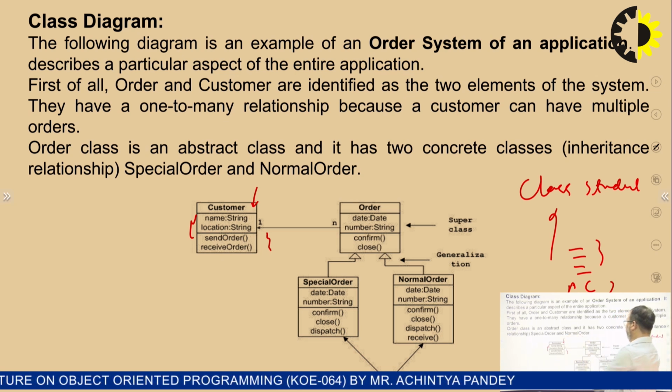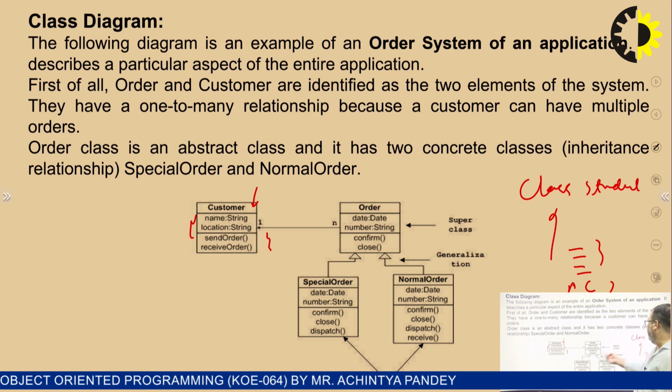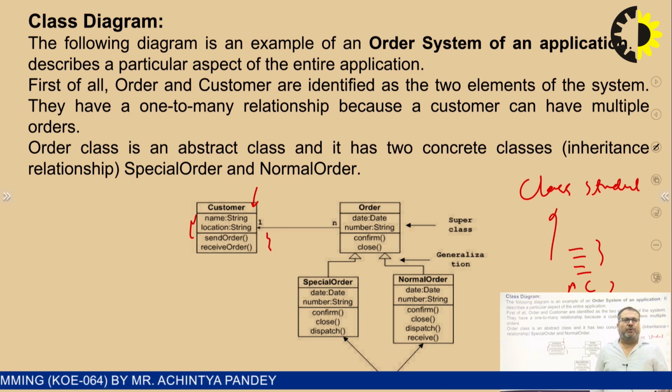Here the customer is a class diagram, this is the order, and even a special order and a normal order are class diagrams. These diagrams we have shown for an order system of an application, where a customer places an order.